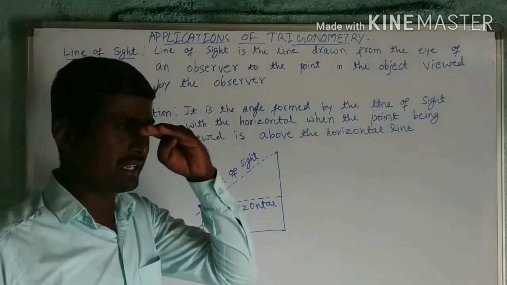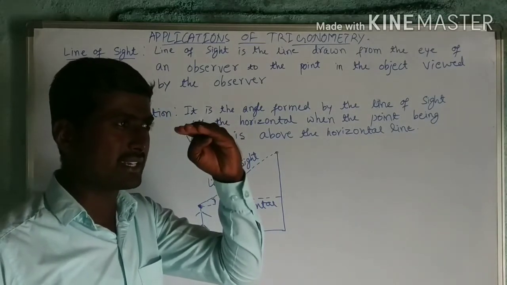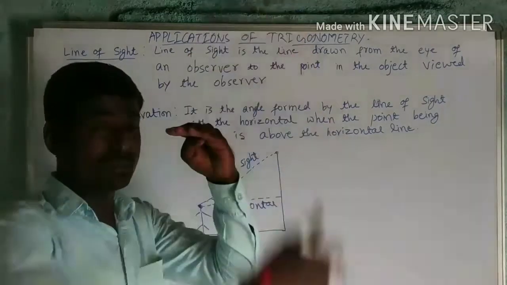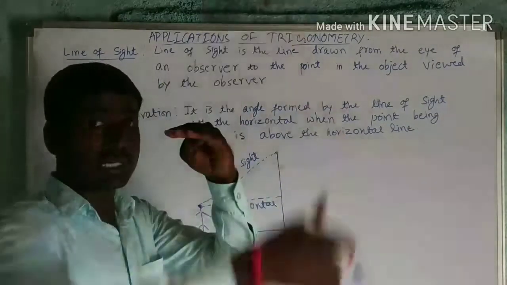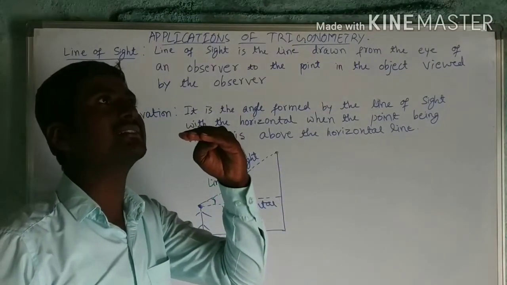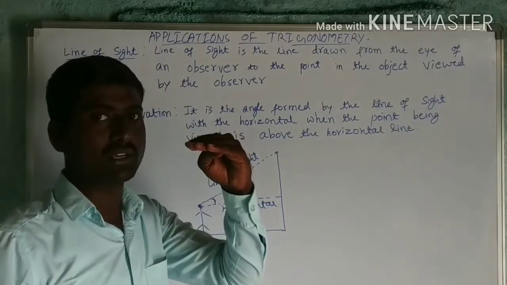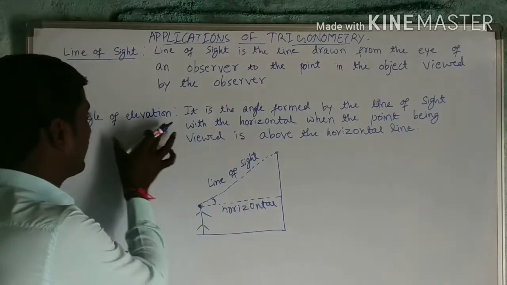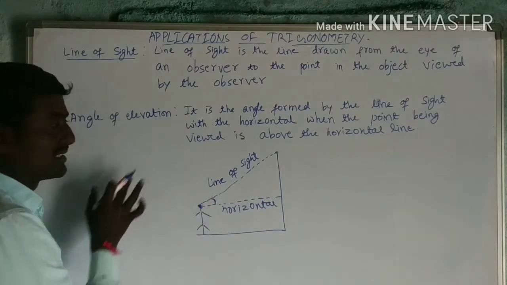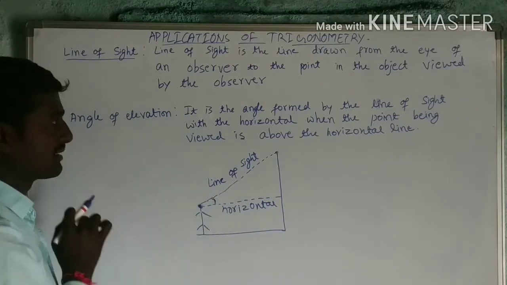The boy is standing, and the horizontal level is in this direction. He is going to see the object which is above the observer. So he has to turn like this. There must be one angle formed. So this angle is called what? Angle of elevation. See it?